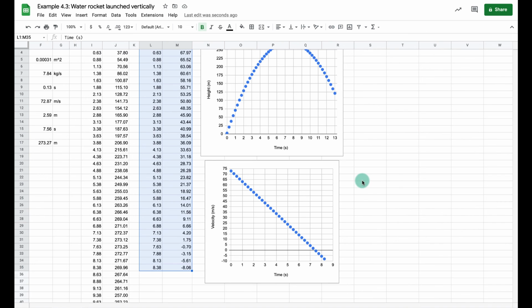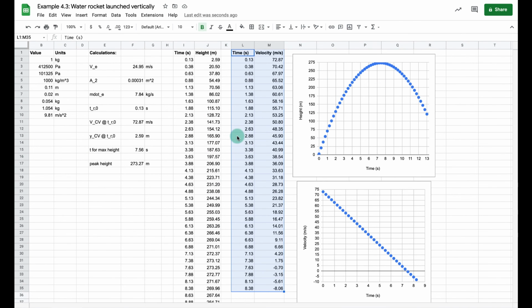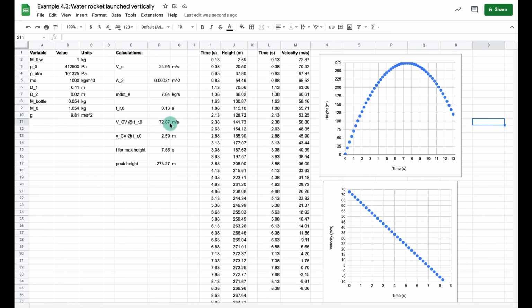Okay, now I'll close that, and we'll come back here and have a discussion about what the question is asking for. So essentially, what I want to know for this rocket, right? I'm going to actually build one, and I want to make sure it goes high enough, but it's better if I don't have to use too much water or too much pressure, right?